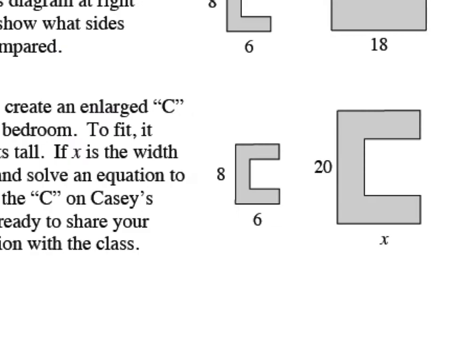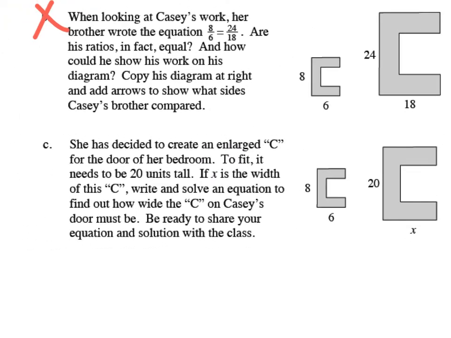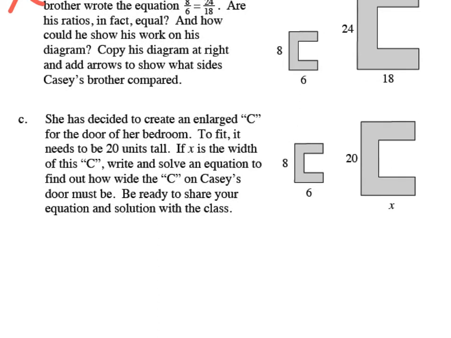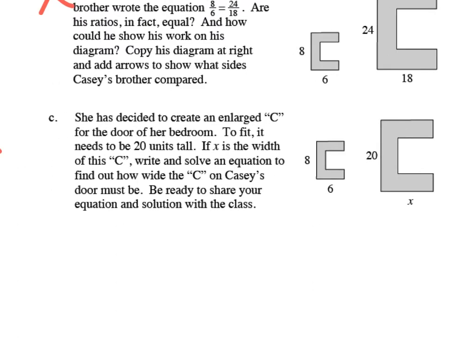This is where we get some math involved now. It says she's decided to create an enlarged C for the door of her bedroom, and to fit, it needs to be 20 units tall. So if X is the width of this new C, write and solve an equation to find out how wide the C on Casey's door must be. At this point, if you haven't written anything down, I would pause the video for a moment, and then we're going to work through how to determine this side length X.